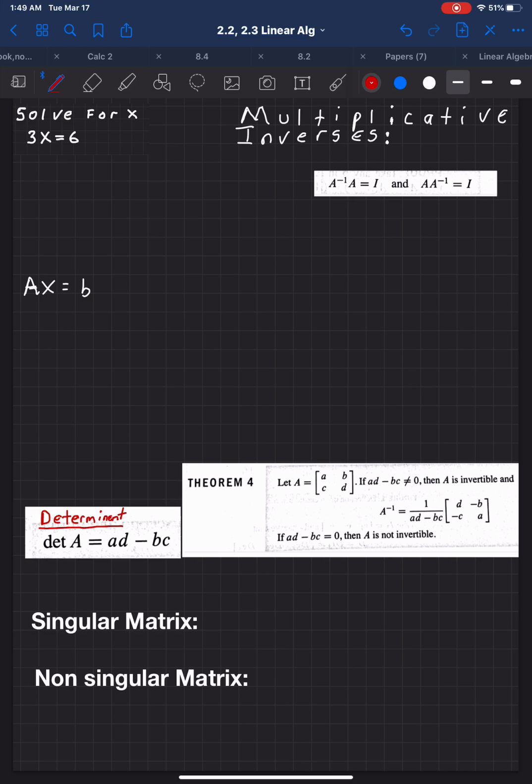Let's take a look at how you would solve this basic equation for x. We have 3x is equal to 6, and you're asked to solve for x. Well, the first step would be to divide both sides by 3, and that would leave you with x is equal to 6 over 3. But I'll halt there for just a second, because I'm trying to show you something.